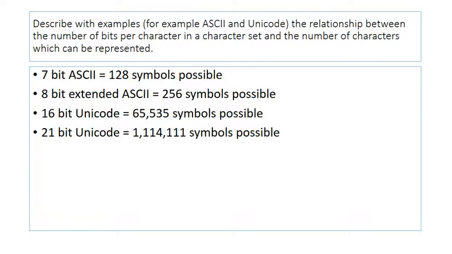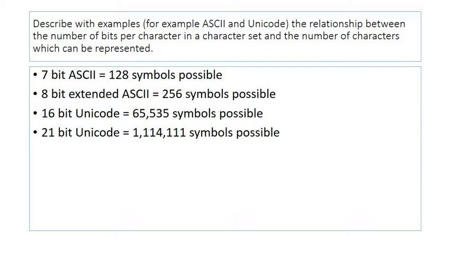8-bit extended ASCII then doubled it to 256 symbols possible. So then we can start to look at different foreign languages. So for example with the French, with their accents above letters, if you think about Russian letters, they're very different from the standard UK letters which can be used.